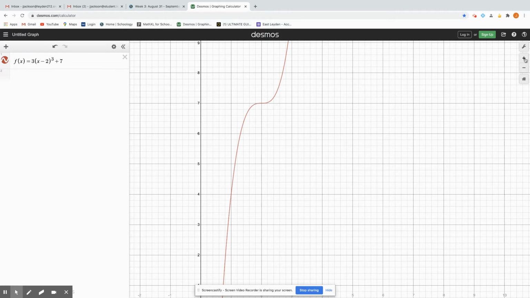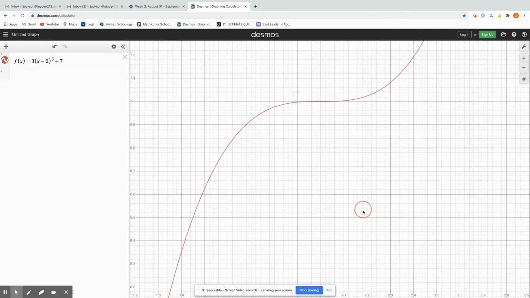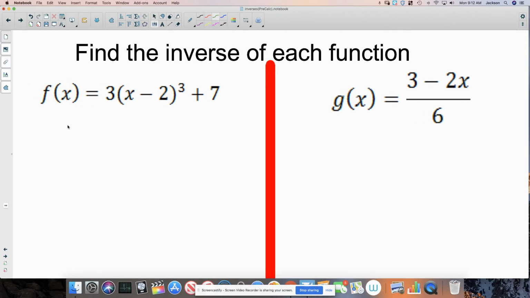You won't. It just doesn't increase. Where'd it go? It just increases extremely slowly. It's never actually flat. So even though it looks like maybe it wouldn't pass the horizontal line test, these cubic functions do pass the horizontal line test, and they are 1-to-1. Okay, so coming back to it.